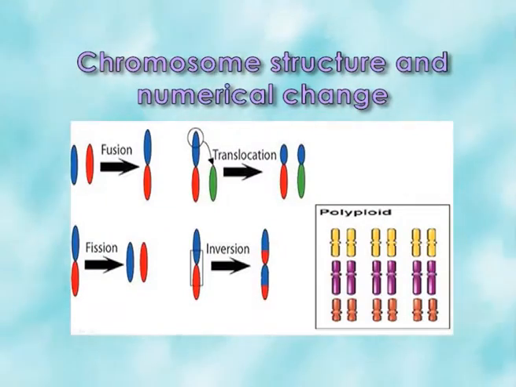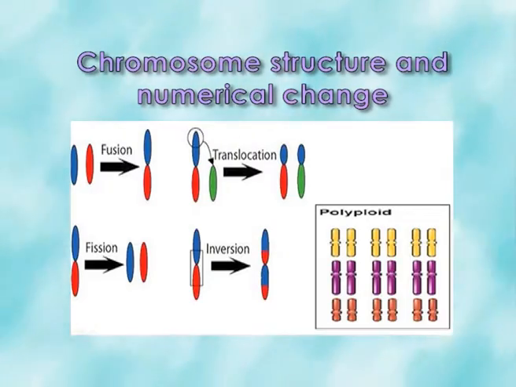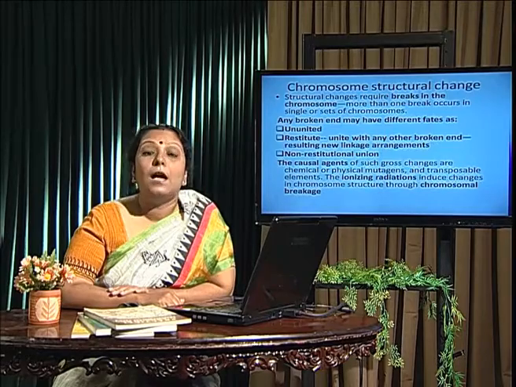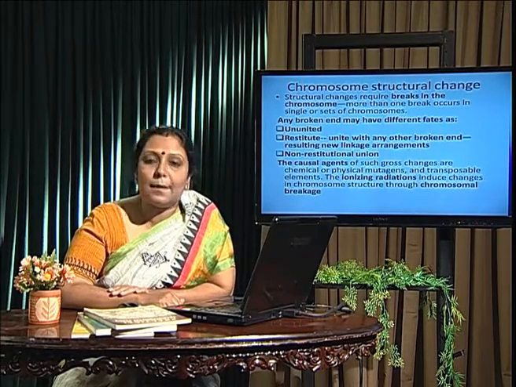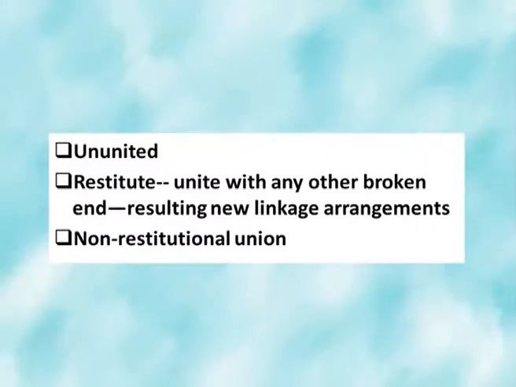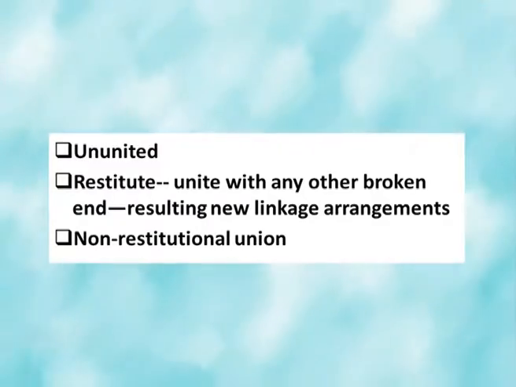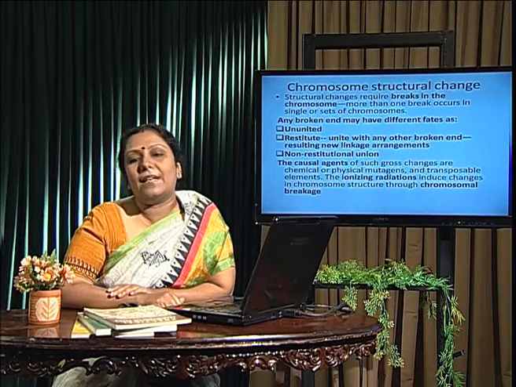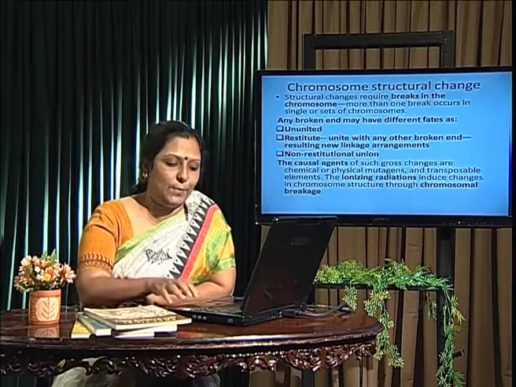Types: the chromosomal qualitative change is found in structural change, as well as chromosomal quantitative change related to numerical change. The first one is chromosomal structural change. Structural changes are related to breakage. After breakage, the fates may be, number 1, ununited or restitution. Number 2, that broken part may be added to any homologous or non-homologous chromosome. And number 3, non-restitutional union. Breakages may come from transposable elements, chemical mutagens or irradiation as well.